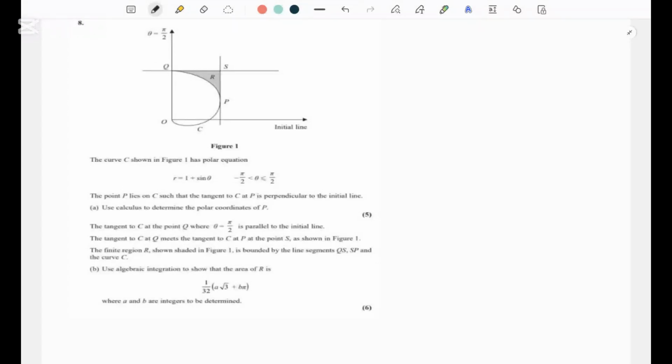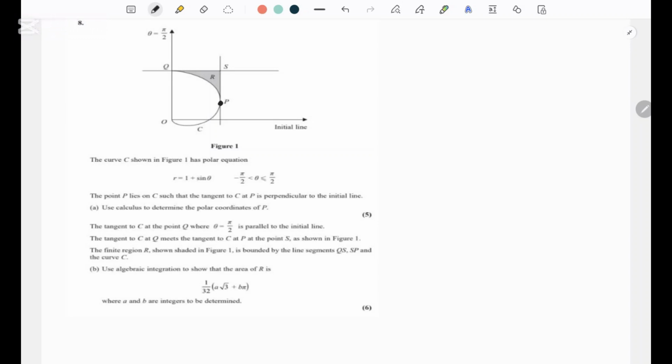Hi everyone, I'm going to show you guys how to solve this polar coordinates question. They've given us a curve and a shaded region, but part A says to find the polar coordinates of P using calculus. So this is P.